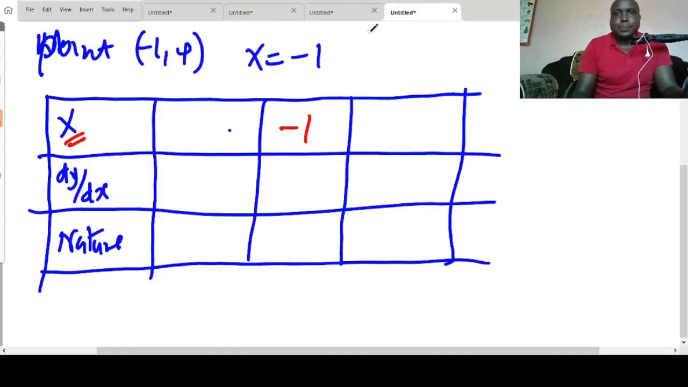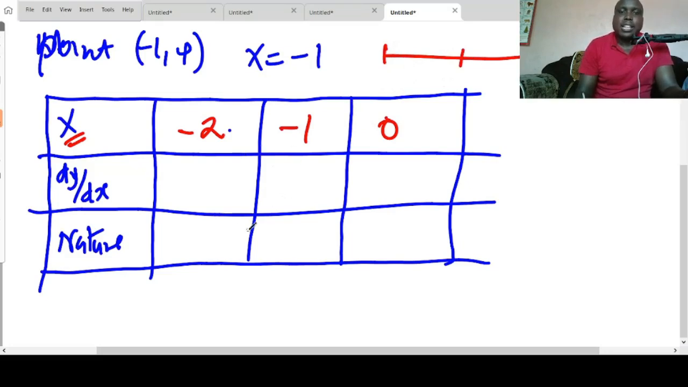Now here, find any number to the left of -1 and another number to the right of -1. So a number to the left of -1 is -2. A number to the right of -1 is 0. So you should know the number line.